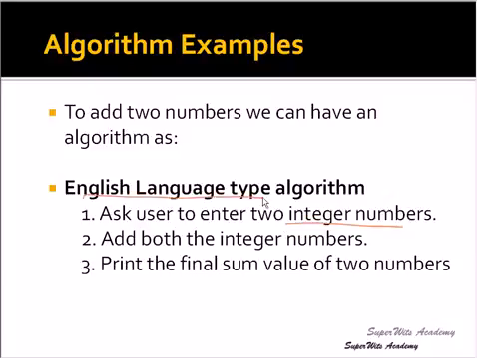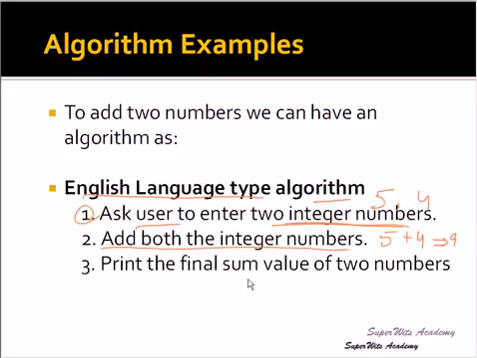Now this is an English language type algorithm. The first step is you must have two integer numbers to add. So you need to ask the user to enter two integer numbers. The next step is to add both the numbers. So let's say the user provided 4 and 5. You added 4 and 5 and you get the result 9.